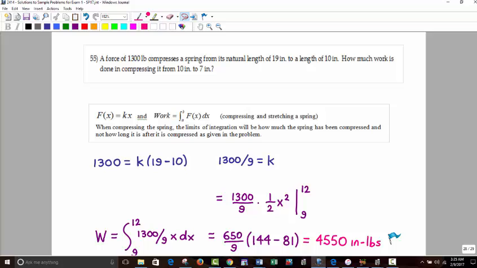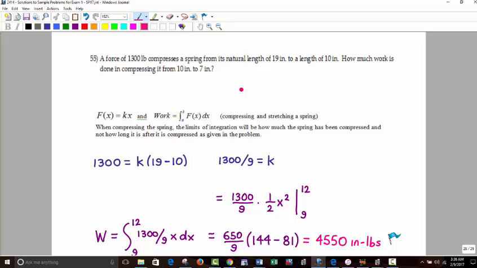Now, this is setting up the limits of integration. Obviously, the integration is easy because you're just integrating something times x. That's kind of nice for these problems. But compressing it from 10 to 7, a lot of people make the mistake of thinking the limits of integration would be 7 and 10. That's absolutely not correct. Like I said, go back and look at my notes for that section. The limits of integration are how far you're compressing it, the length that's being compressed.